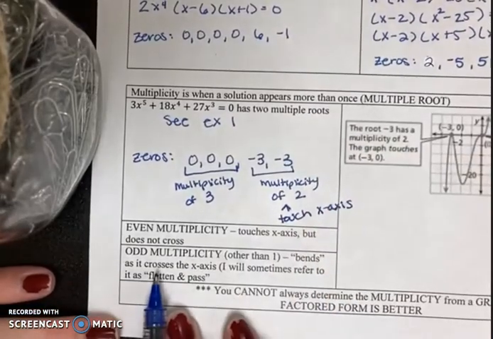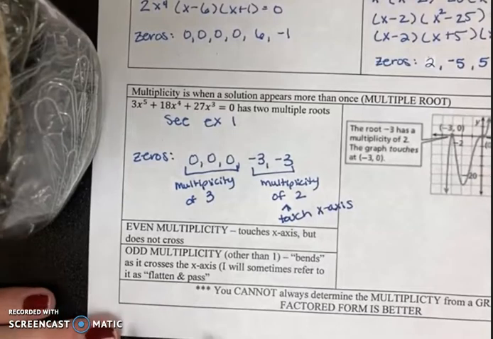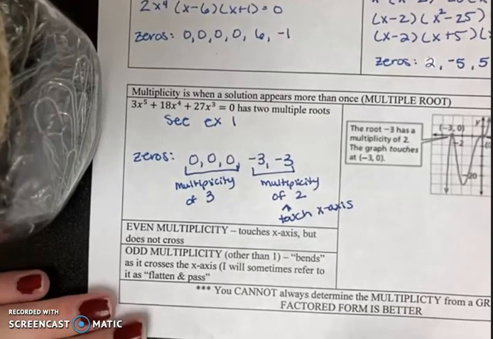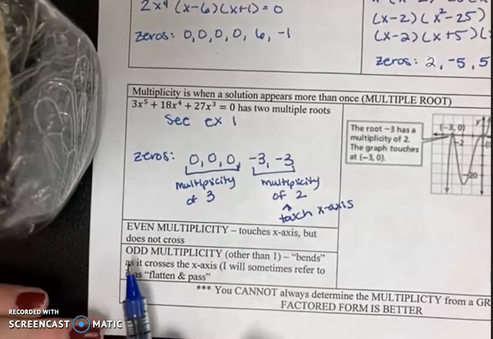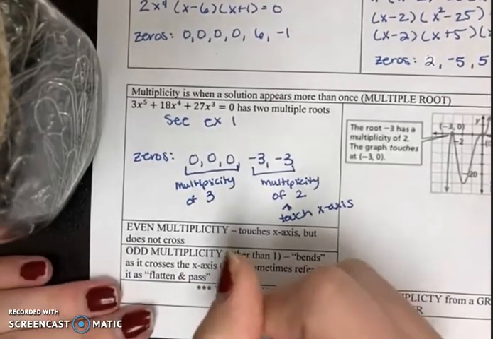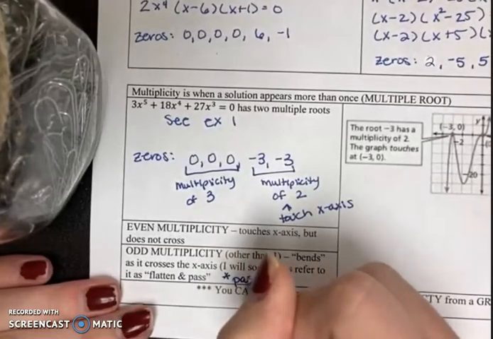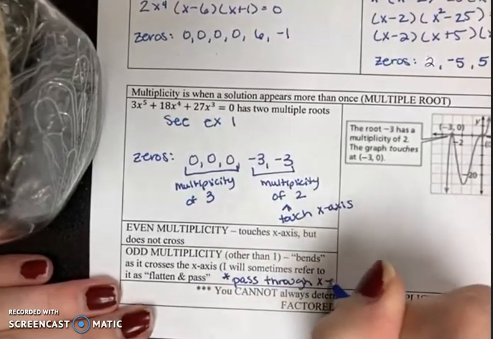If it's an odd multiplicity, other than 1, it would bend as it crosses the x-axis, but whether it's 1, 3, 5, whatever, as long as it's an odd multiplicity, it will always pass through. And that's what I want you to know. It's going to pass through the x-axis.